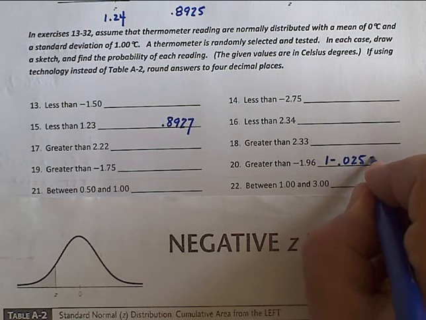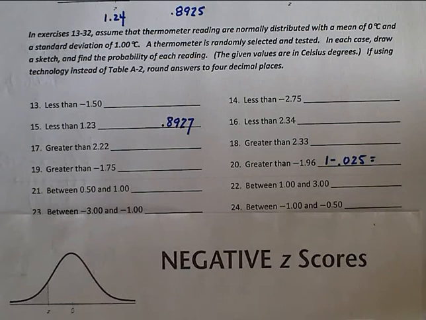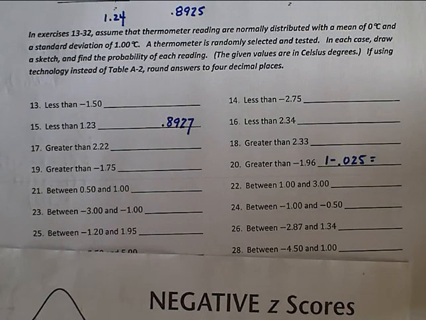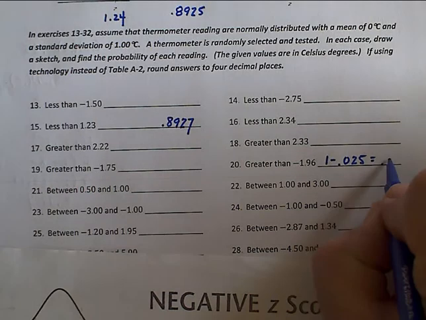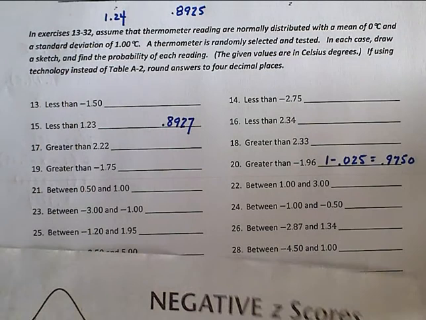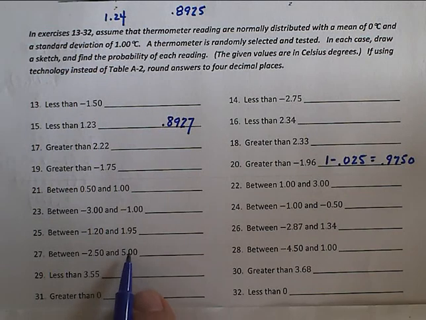Because it's a greater than, I plug that in and subtract from 1. So in that example, this would be 0.975. And then with the between problems, just remember you're going to subtract the two probabilities, but you need to go to the right side first. You need to go to the right side first.